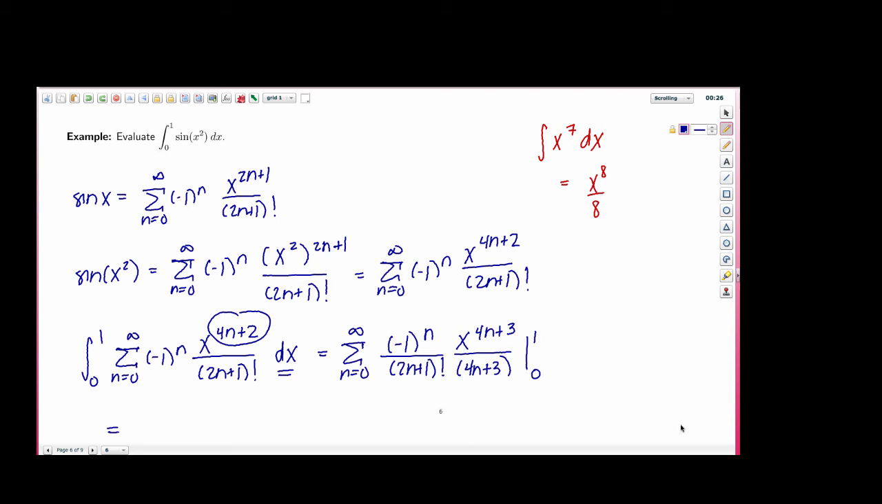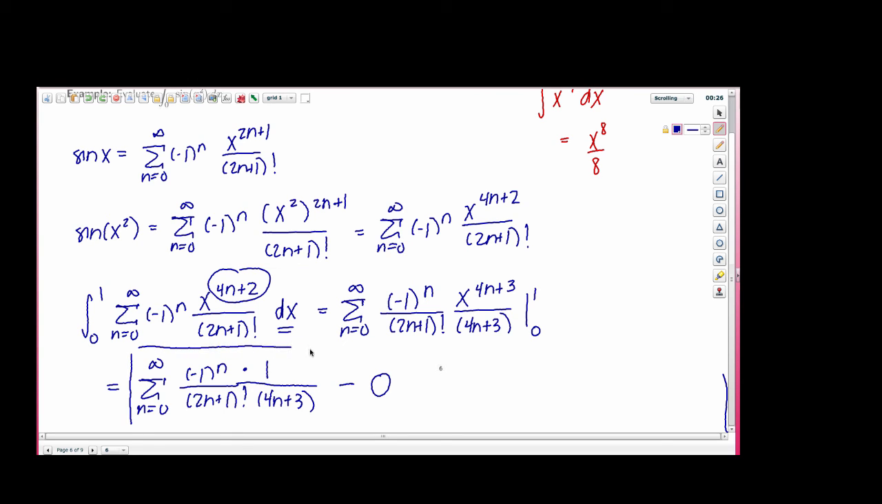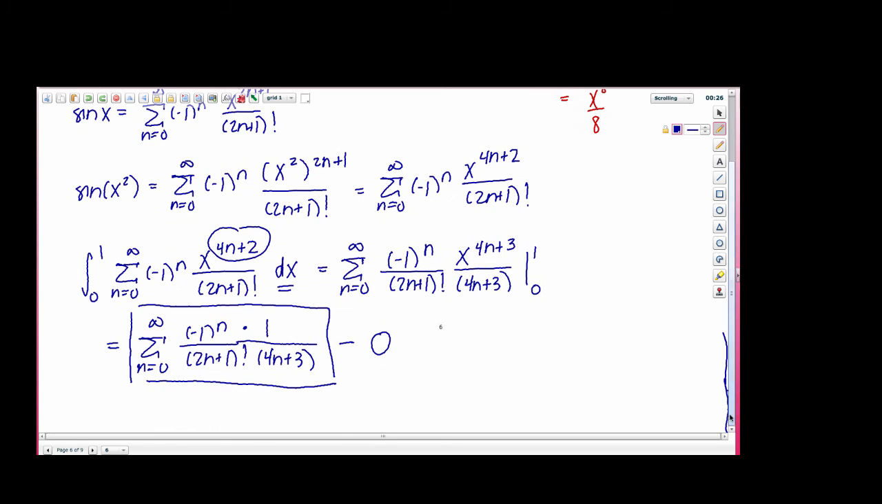So now when we plug in our upper bound of integration, x equals 1, we get the sum from n equals 0 to infinity of (-1)^n over (2n+1) factorial times (4n+3). And now we're plugging in x as 1, so we get 1 to the 4n+3. 1 to anything is just 1, so we get times 1. And then we would subtract off what we get if we plug in x as 0. That just gives 0, so we're really just subtracting off 0. So our final answer, the integral from 0 to 1 of sine of x squared dx, can be expressed as an infinite series using this sum.